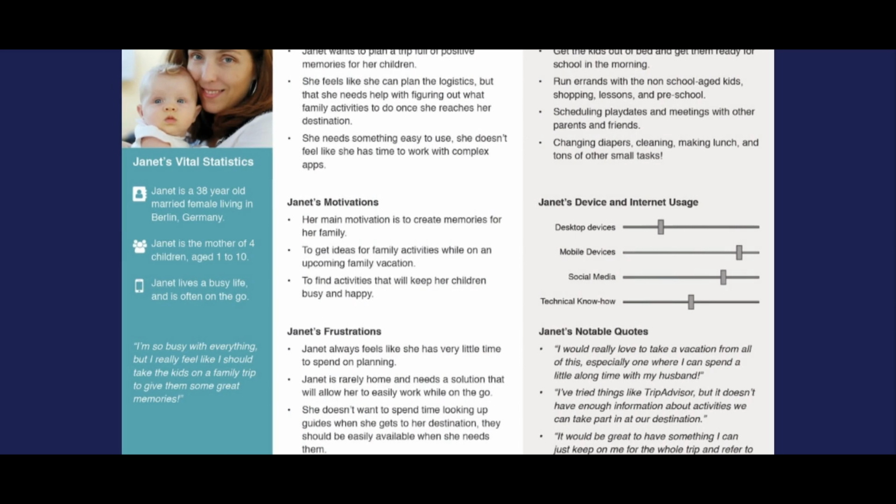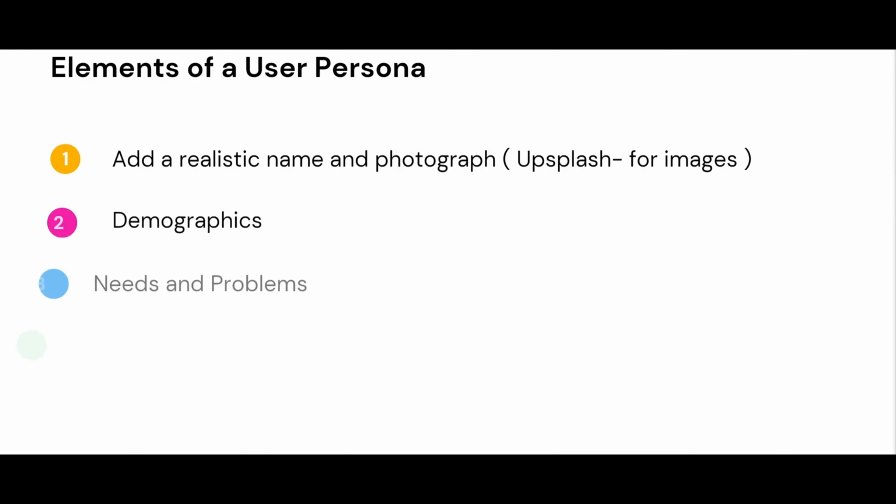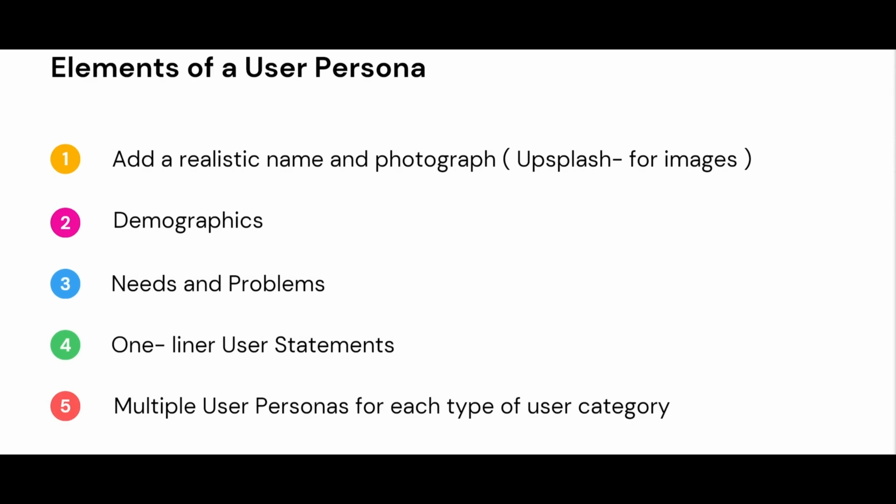But before we understand this user persona in detail, let's just look at the elements of a user persona. The first is adding a realistic name and photograph. So, you should pick out a name and also photo of your user persona. But remember that you cannot use the name and photograph of the user that you've interviewed. You can also use Unsplash for the images. This provides you with good quality images.